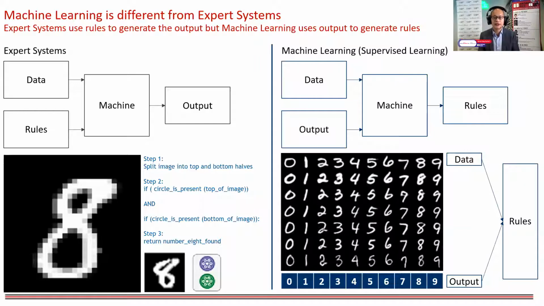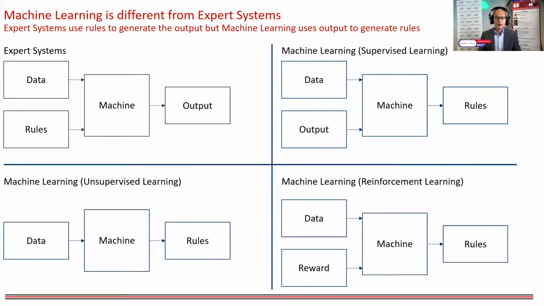So notice that in this entire cycle, the human being is actually devoid of making any decisions on what the rules may or may not be. They are responsible for making sure that the data is correct, for making sure that the output is correct, but they are not hands-on in crafting the rules at all.